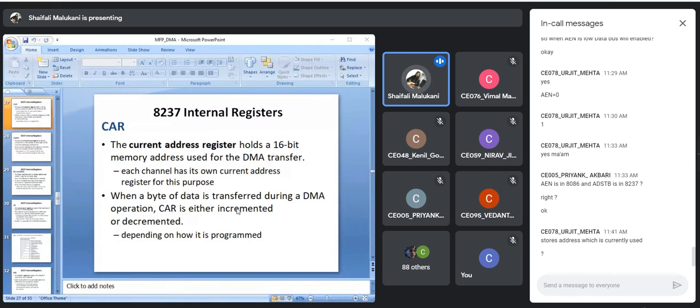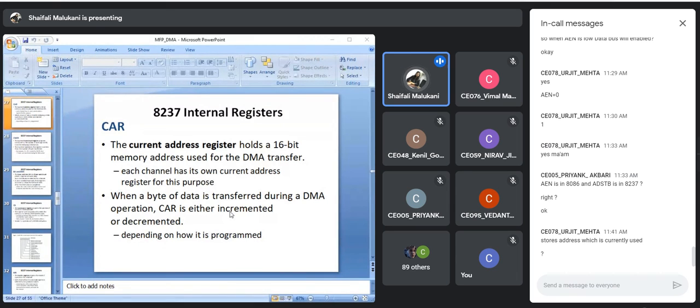Once the operation is done and one data is transferred, what do you have to do with the current address? Suppose you are reading from a memory. You are currently pointing somewhere, you have read that, then what do you have to do with the CAR?